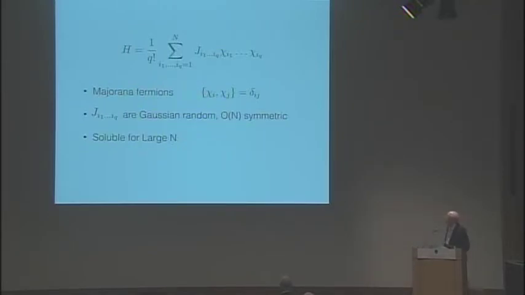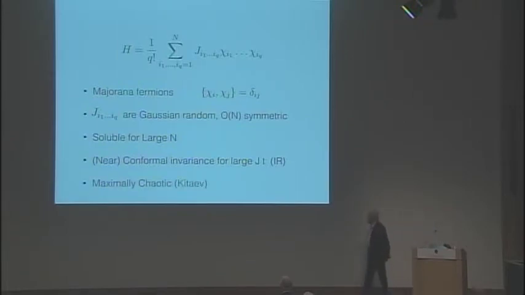The reason it was constructed was that for large values of the coupling or time, the dimensionless quantity being the coupling J times time, that means for large times in the infrared, it exhibits near conformal invariance. And as Kitaev showed, it's maximally chaotic. It's about as chaotic as a quantum system can possibly be.